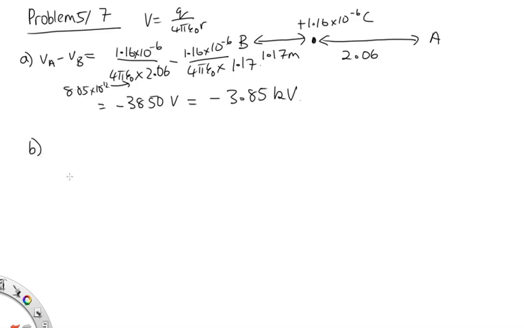Now part B says repeat if points A and B are located as in figure B. So what we've done now is we've moved B so that it's the same distance, but it's now at 90 degrees to A like this. So this is now 1.17 meters. But you'll notice that the potential difference is a scalar. It doesn't depend on where in space the charge is located. It only depends on the distance from the charge, and we haven't changed the distance from the charge. So the answer to V_A minus V_B is going to be the same, minus 3.85 kilovolts, as we haven't changed any of the distances, we've only changed their arrangement, and this is not a vector.